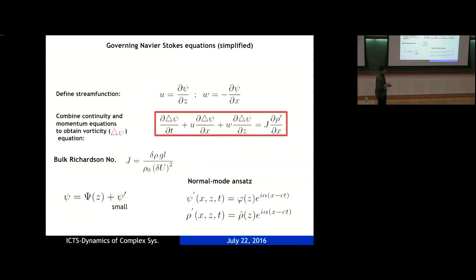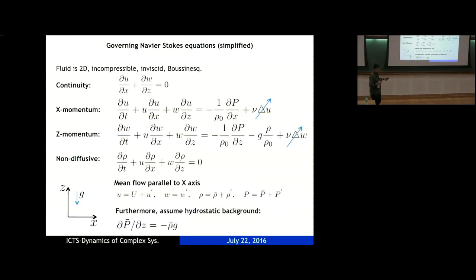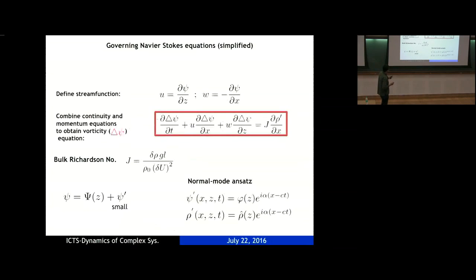So this is vorticity. It is basically a Laplacian of stream function. I just didn't want to write more variables. So you get one equation, but you have psi as the unknown and rho prime, which is the density perturbation, but you have an equation for density also. So you have two equations, two unknowns. You just define J as a bulk Richardson number. It is a measure of strength of stratification, density stratification with respect to shear. This is a very standard way of doing it. And then you write the stream function as some mean stream function and some perturbation.